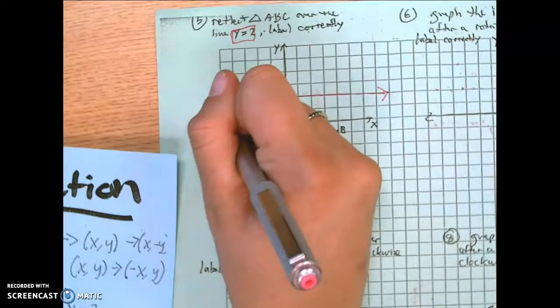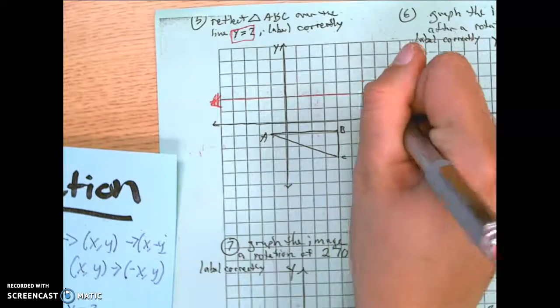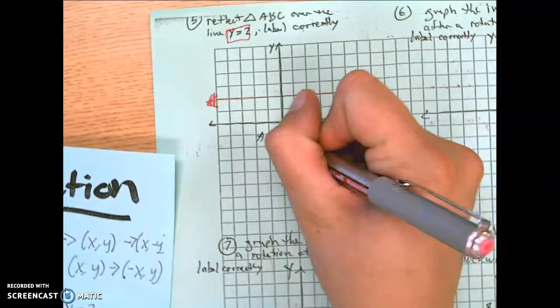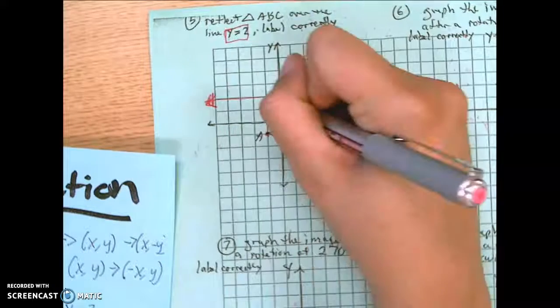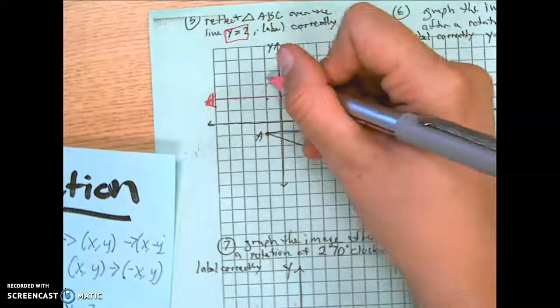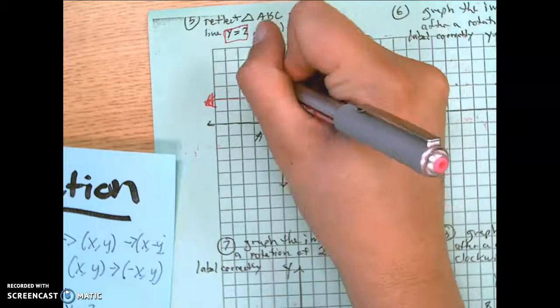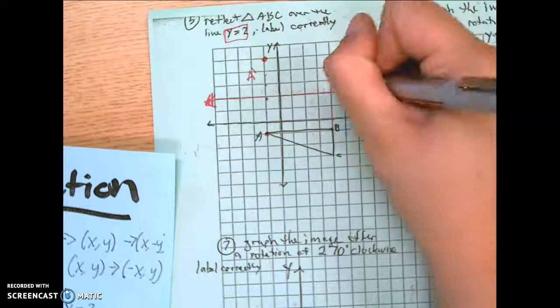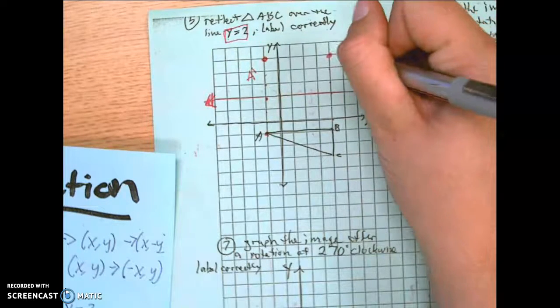That's the line I want to reflect over. Now it's easy. All I have to do is count to and from. So if I start with A, I'll count 1, 2, 3 to get there, 1, 2, 3 past it. That's A prime. B, 1, 2, 3 to get there, 1, 2, 3 past it.